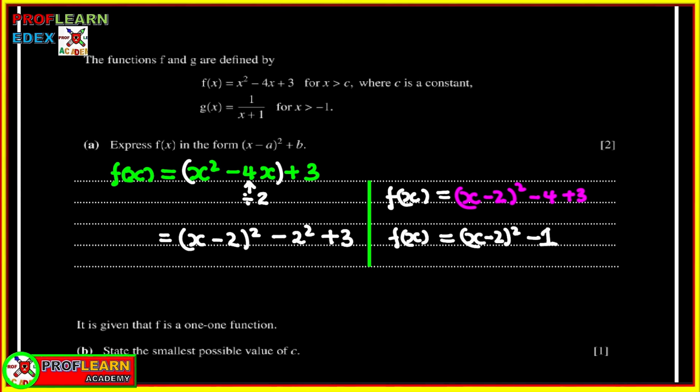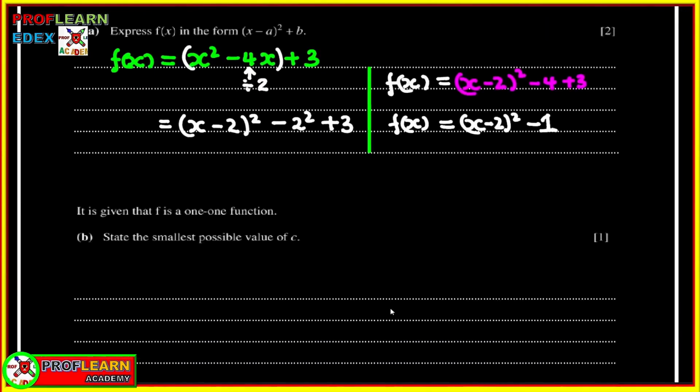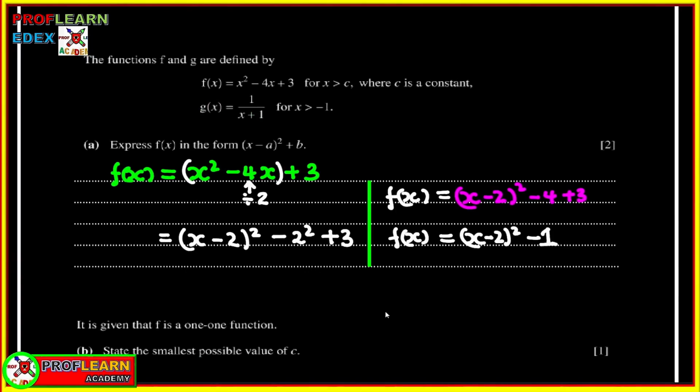So we have a function, and it's given that f is a one-to-one function. So we are supposed to state the smallest possible value of c. Now, using this function that we have completed above, we can get the turning point. The turning point, or the minimum point of this graph, or of this curve. So once we identify the turning point, we can now state what is the least possible value of c.